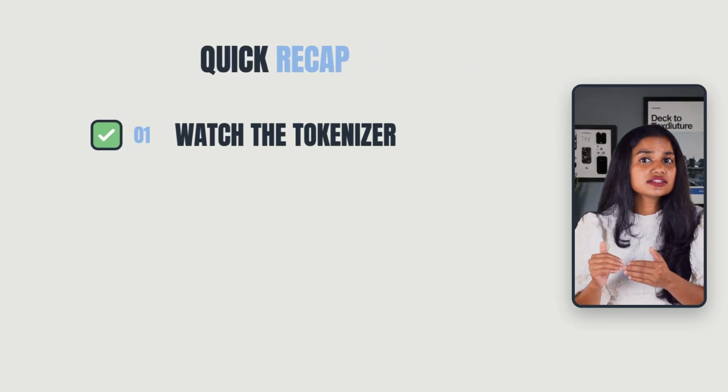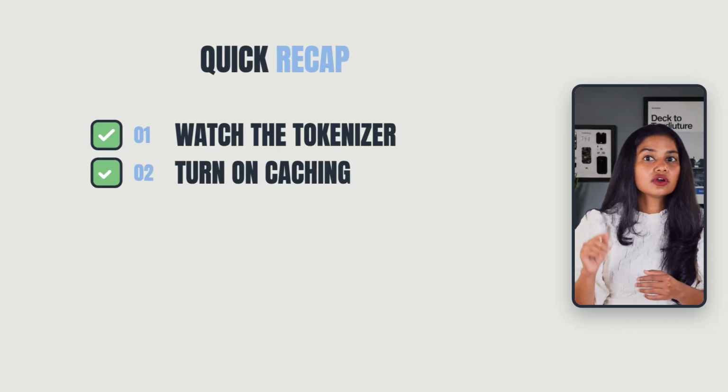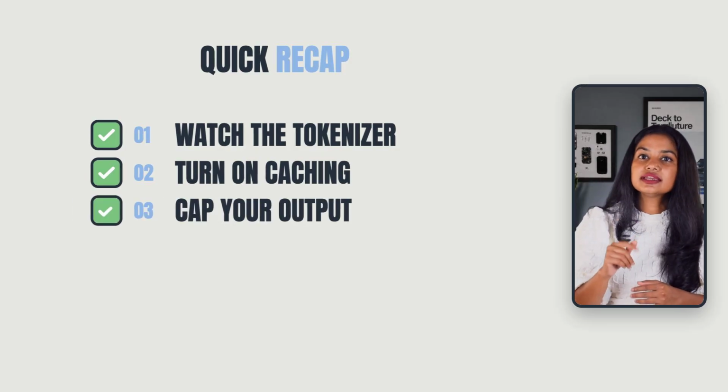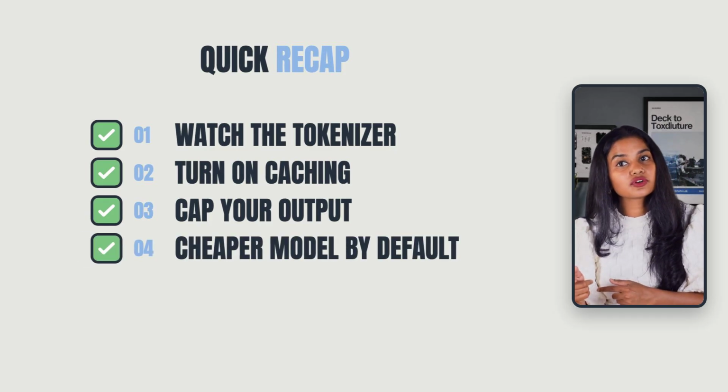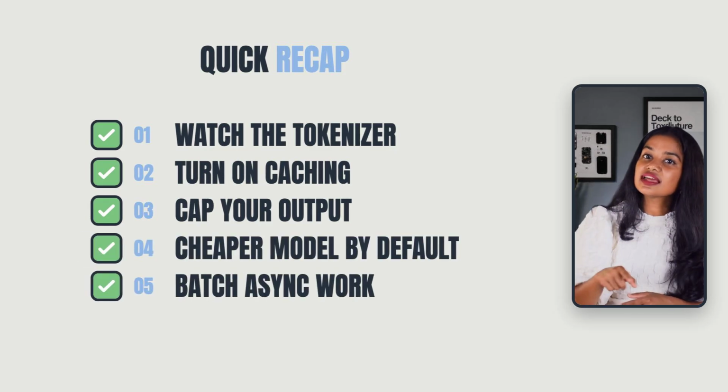So, a quick recap. Watch for the tokenizer difference when estimating cost. Turn on caching for anything repeated. Cap your output tokens explicitly. Don't default to Fable 5 for routine work, and batch anything that can wait. None of these require you to use Fable 5 less on the work that actually needs it. They just stop you from quietly paying premium prices for things that were never premium tasks to begin with.